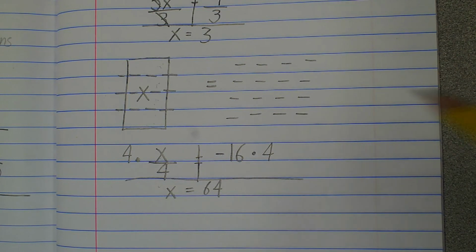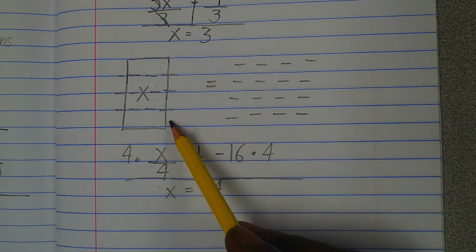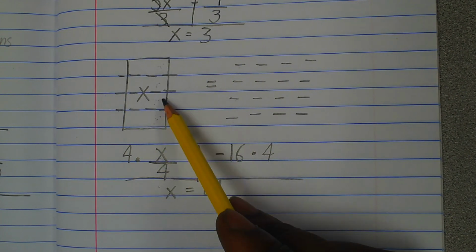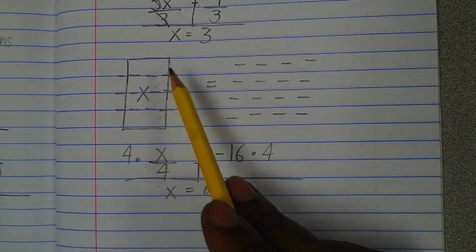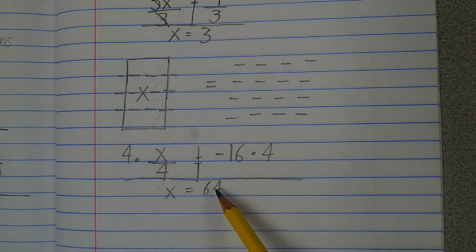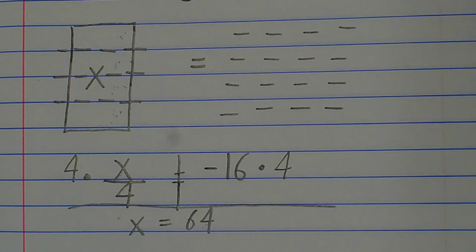Okay? So that basically means each one of these parts equals 16. 16, 16, 16, and 16. But the total x equals 64. Okay? Are there any questions here?